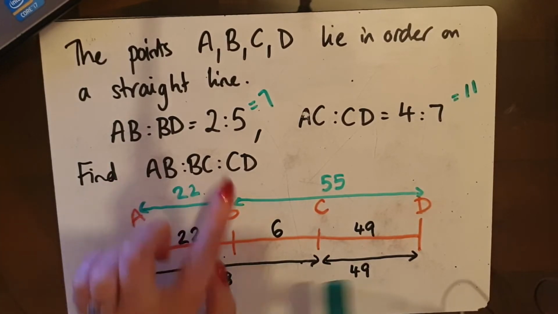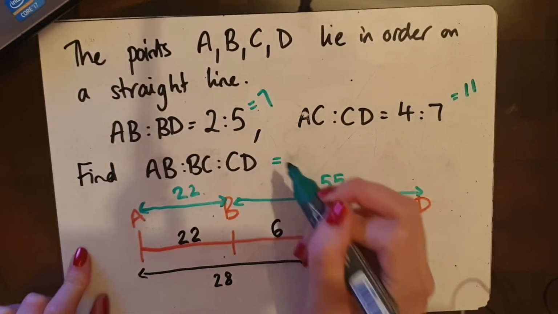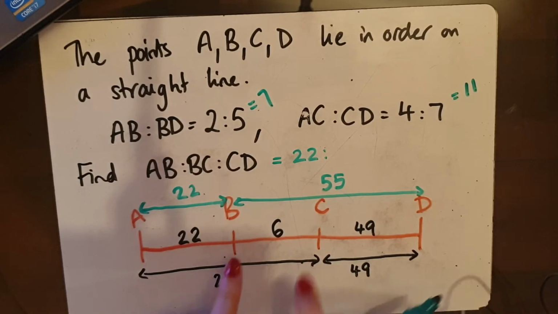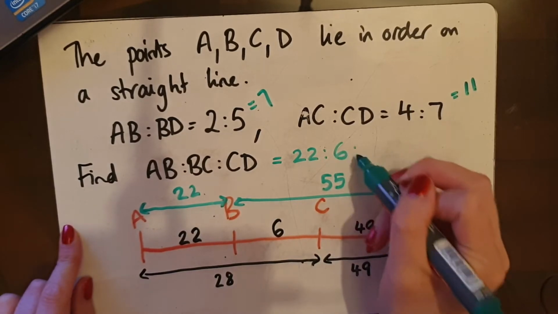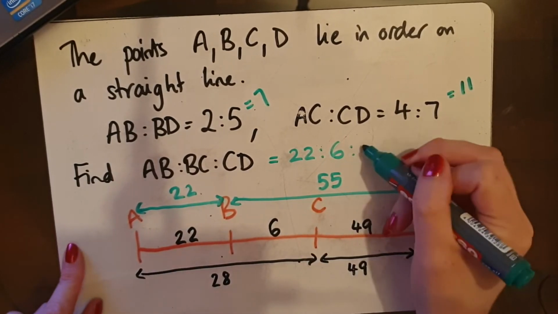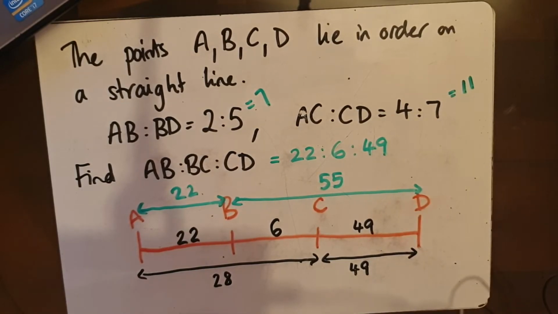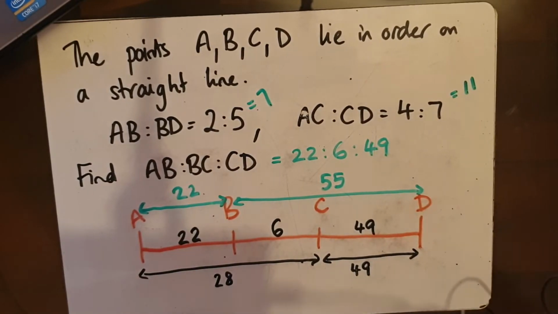So this ratio, A to B is 22, B to C is 6, and C to D is 49, and that ratio cannot be simplified. So that was question 9 from the document I uploaded. You should now have a go at question 10.